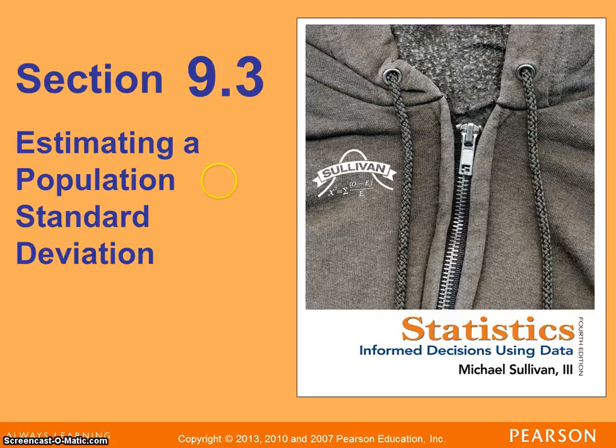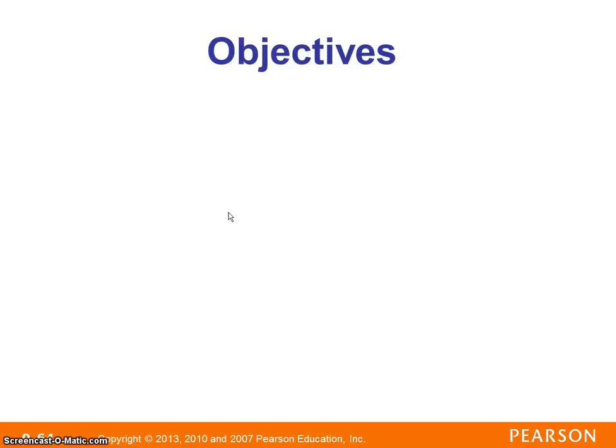As far as the objectives in this section, we will first of all want to find the critical values for the chi-squared distribution. And then, secondly, we will want to construct and interpret confidence intervals for the population variance and standard deviation. So remember, the variance is just the square of the standard deviation. So if you can find one, we can hopefully find the other.